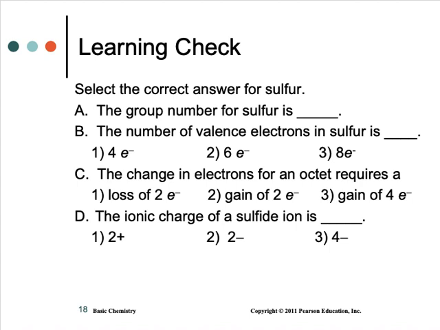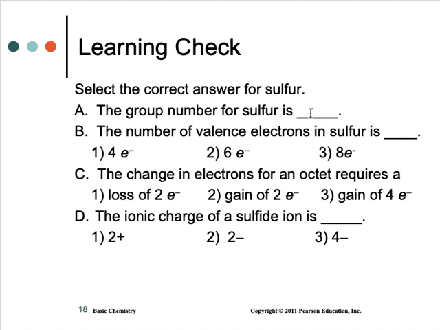Select the correct answer for sulfur. Sulfur is in group 6. So if it's 2 away from 8, is it going to steal or give away? It only needs 2, so it's going to steal, and it steals 2. And for every one it steals, it goes down by 1 charge. So the group number for sulfur is 6.